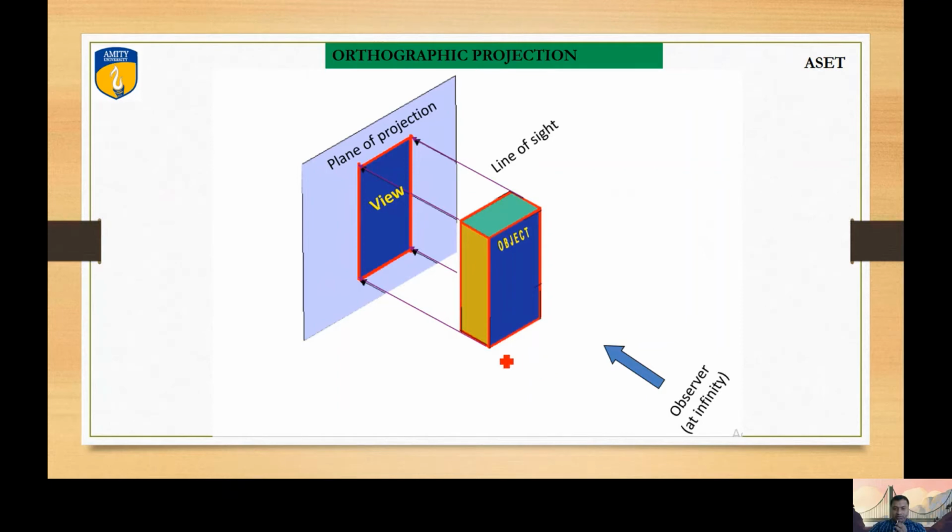See, now if I say this is the length of the mobile, this is the height, and this is the width of the mobile, or you can say the depth of the mobile. So when you see this mobile from this position, you will get this image by means of orthographic projection.